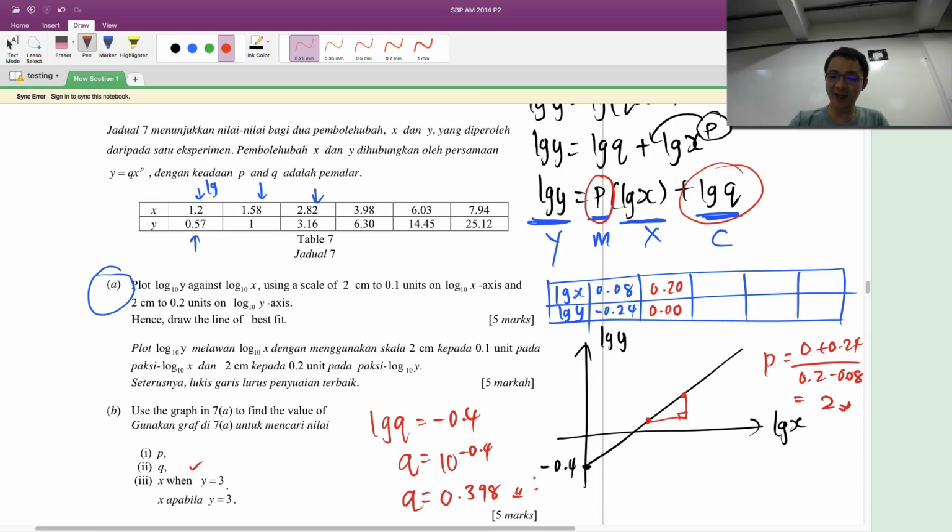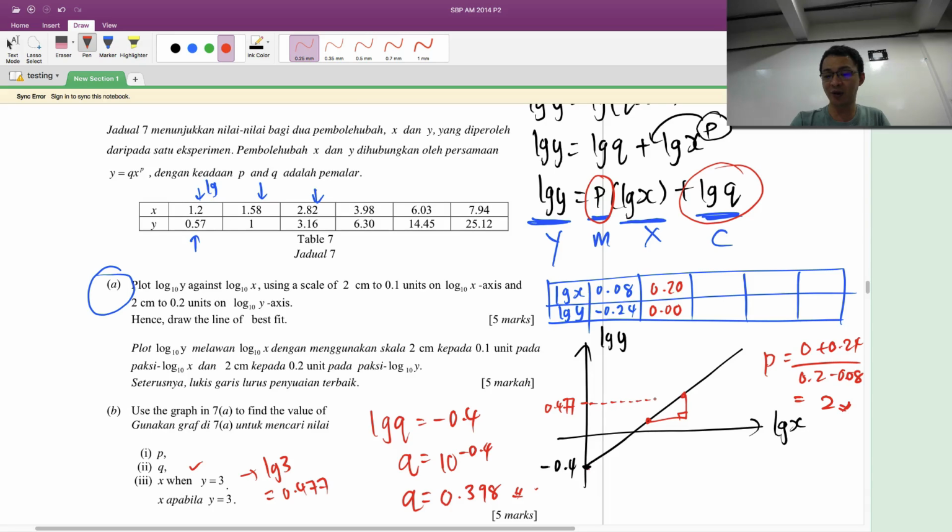Then the question asks you to find the x when y equals to 3. So in this kind of case, if you're trying to find the 3 here, then you got it wrong, because this one is log y, this one is not the y. So what I will do is, since y equals to 3, I will do log 3. So if I do log 3, basically I will get 0.477. And then I will go to the y-axis here to look for 0.477. Yeah, 0.477 maybe is somewhere here. Let's say this is 0.477.